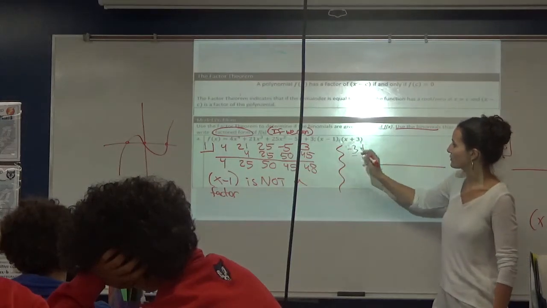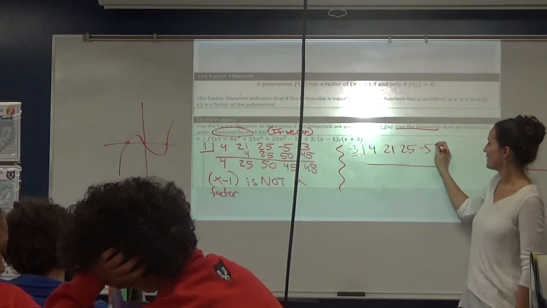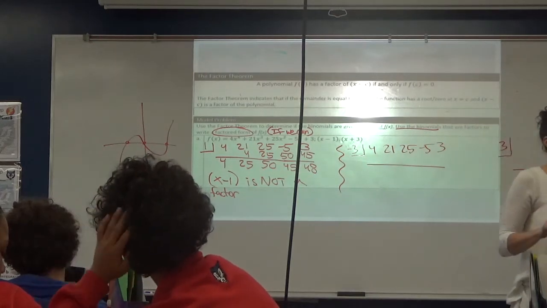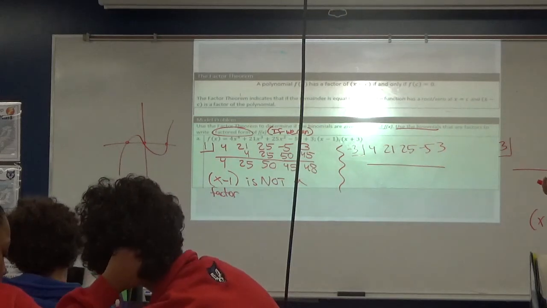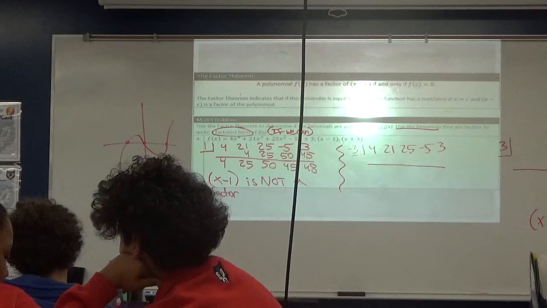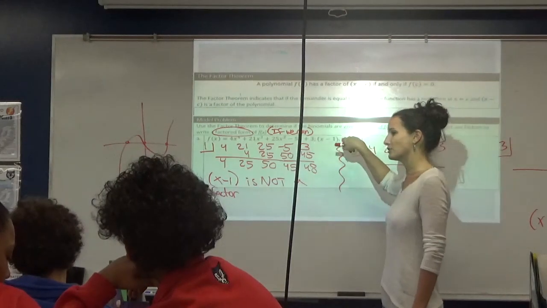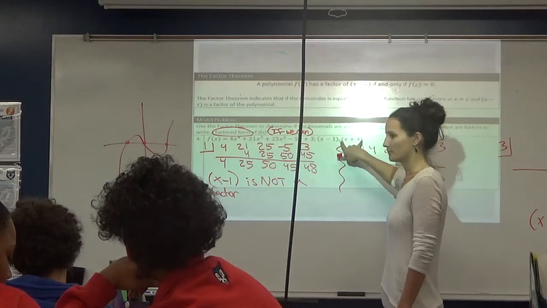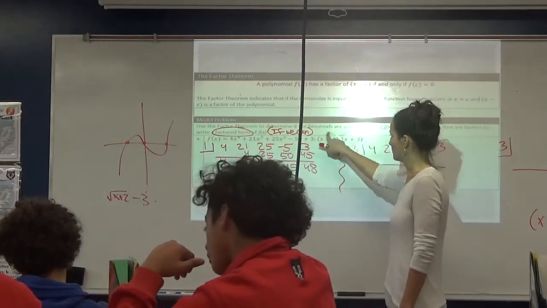and say negative 3, 4, 21, 25, negative 5 is 3. Go ahead and do your synthetic again to check and see if this one is a factor. So then write down this, because what goes here is the 0 of our binomial that we're dividing by. So it's what makes this 0. Negative 3 plus 3 would be 0. So you're 1 minus 0.